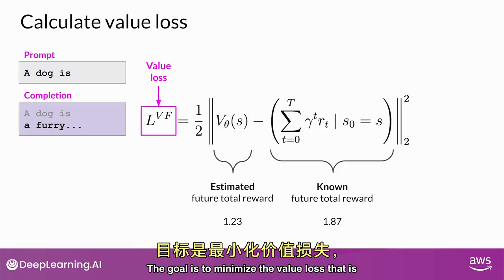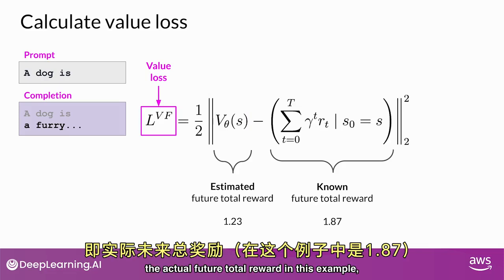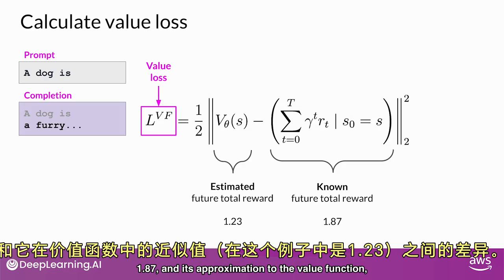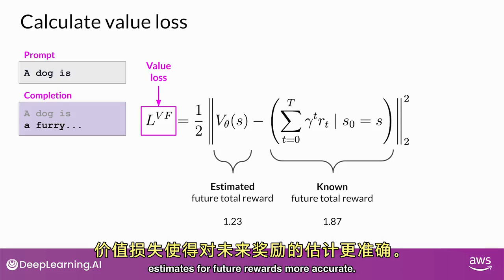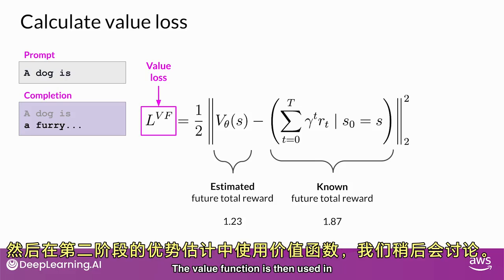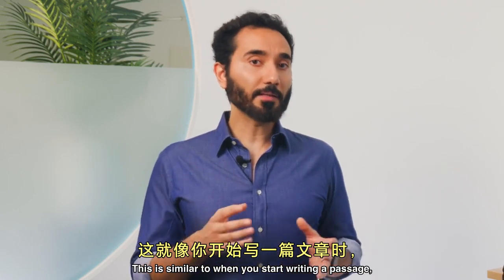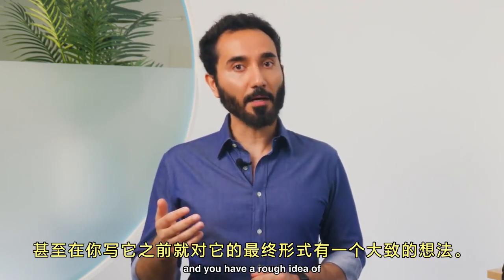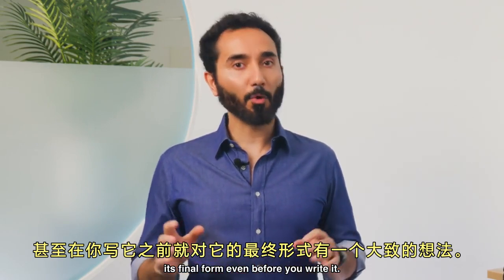The goal is to minimize the value loss, that is, the difference between the actual future total reward, in this example 1.87, and its approximation through the value function, in this example 1.23. The value loss makes the estimates for future rewards more accurate. The value function is then used in advantage estimation in phase 2, which we will discuss in a bit. This is similar to when you start writing a passage and you have a rough idea of its final form even before you write it.